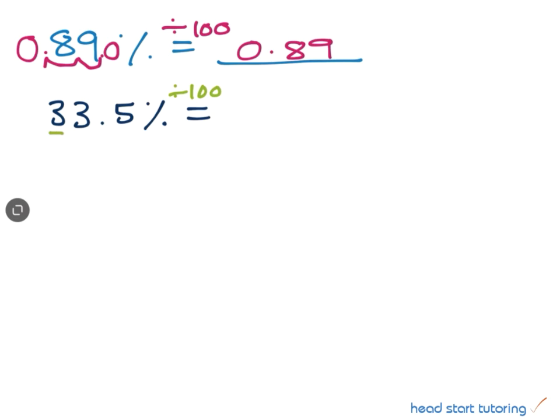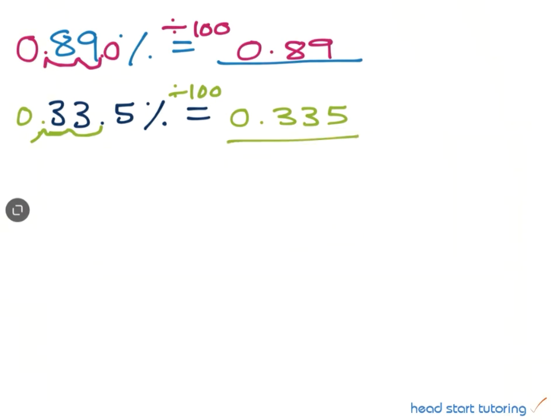So our 3 tens is becoming 3 tenths, our 3 units is becoming 3 hundredths, and our 5 tenths is becoming 5 thousandths. So we move our decimal point 2 places to the left, even though we know that it's not our decimal point that moves, it's our numbers that are moving to the right. So our decimal point, in a sense, moves to the left. So we end up with 0.335 as our decimal.